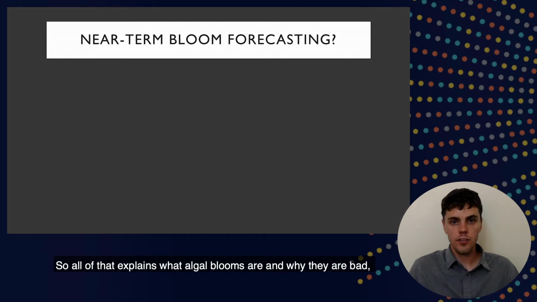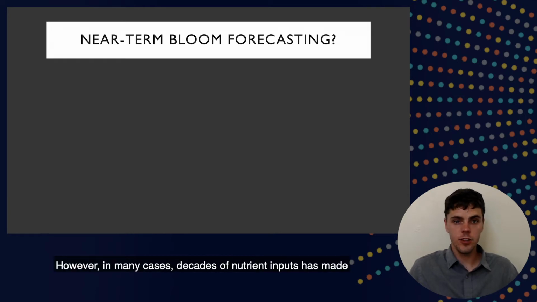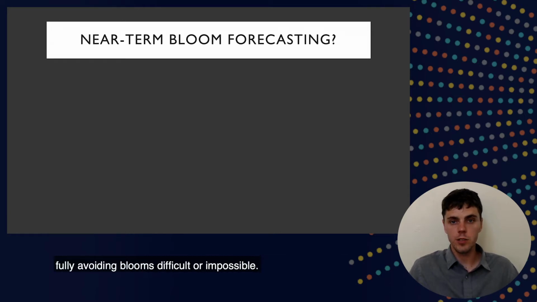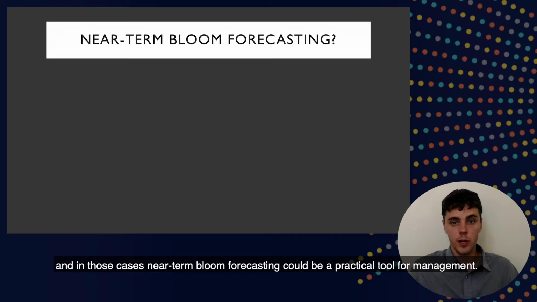So all of that explains what algal blooms are and why they're bad, but how does algal bloom forecasting help? Ideally, we treat the underlying problems that cause algal blooms and not have to deal with them at all. However, in many cases, decades of nutrient inputs have made fully avoiding blooms difficult or impossible. We still live by and rely on these water bodies, and in those cases, near-term bloom forecasting could be a practical tool for management.